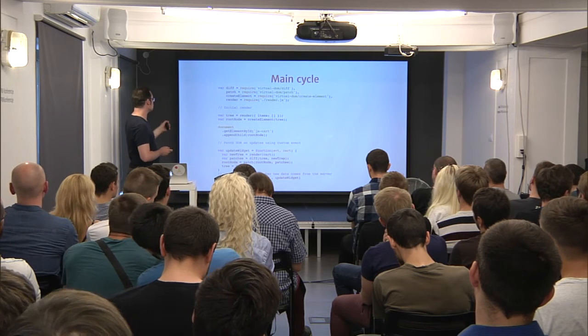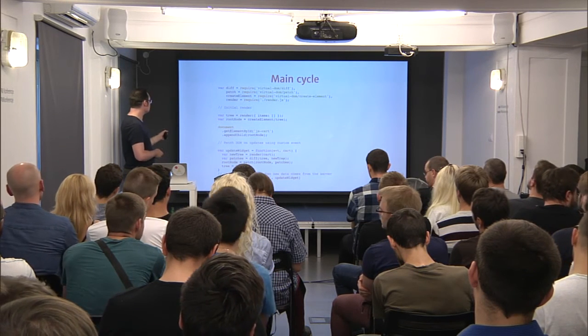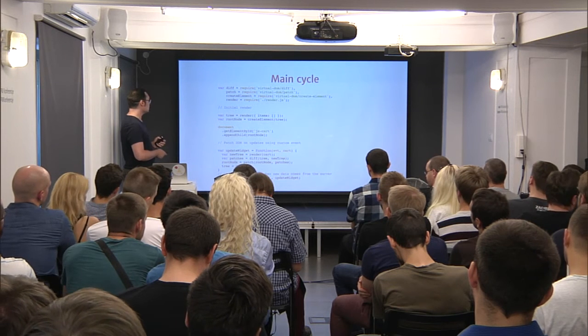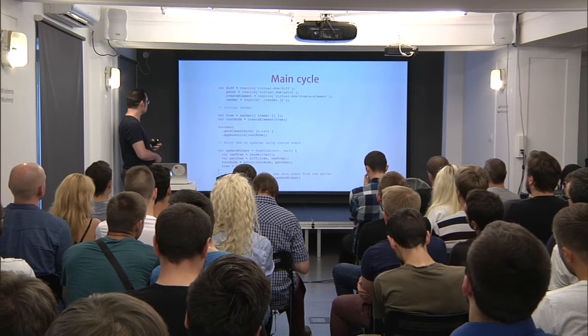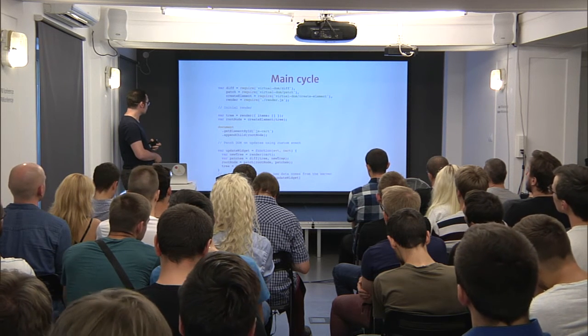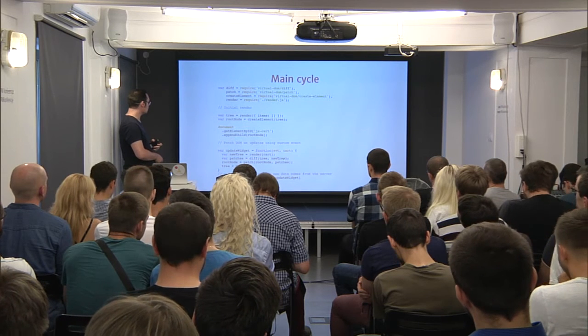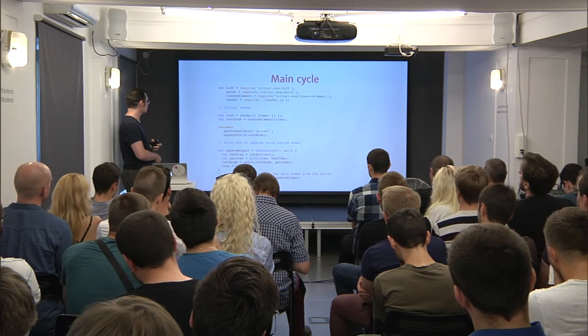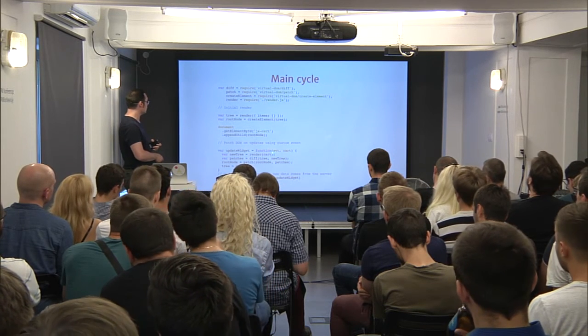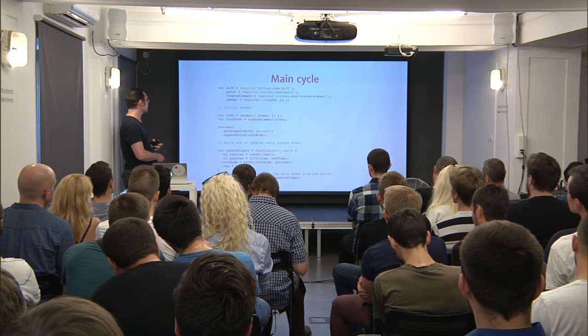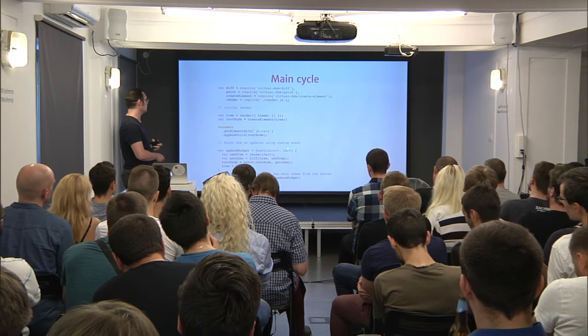And here's where updates happen. The update widget is called every time we receive new data from the server. So in this example, I've used a global custom event by jQuery. So whenever this event store cart fires on the document, the update widget function is called. That's why we have the evt variable first, and then the payload, the cart data.